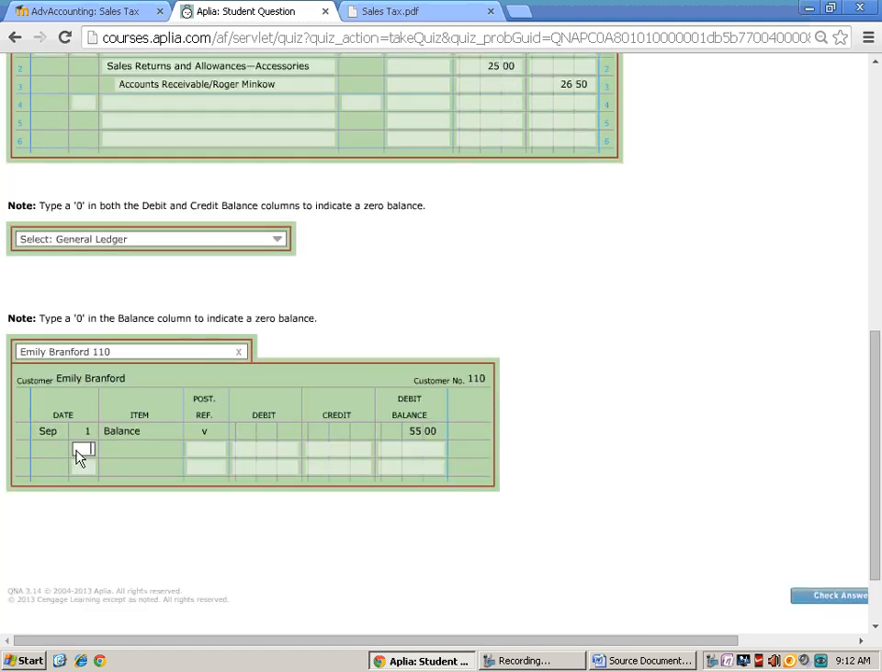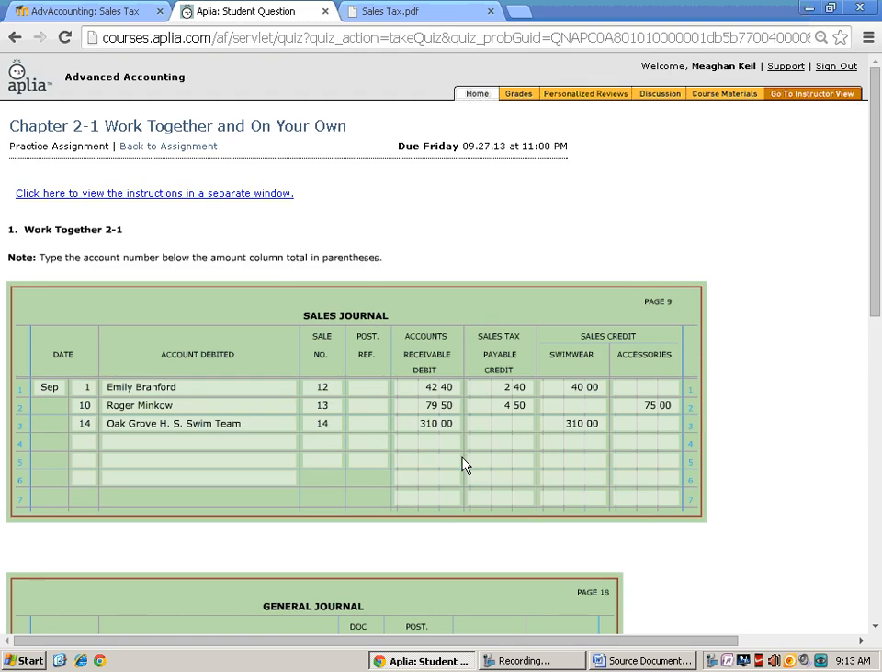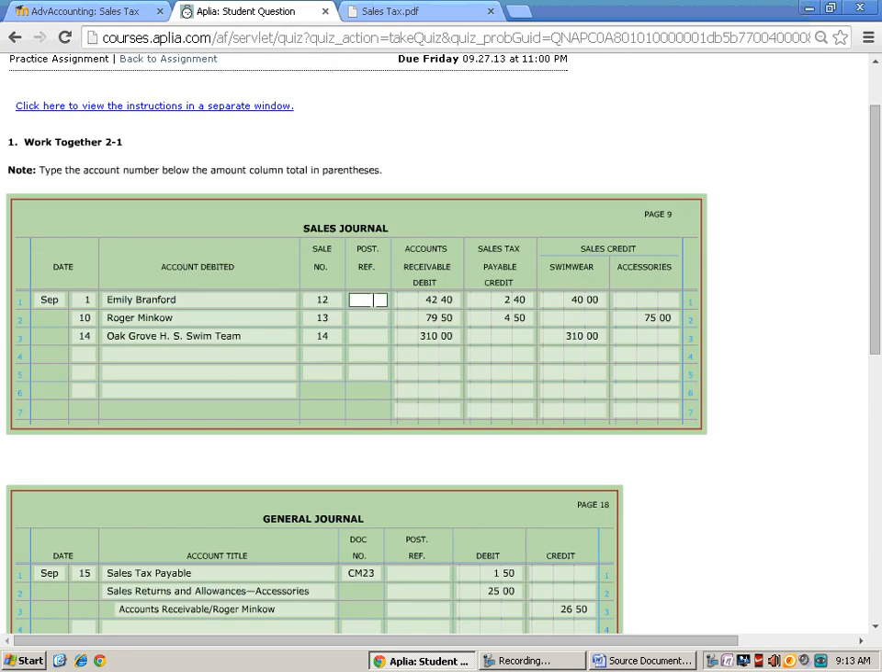So our date is the 1st. Our post reference is the journal, so it's going to be S9. And she owes us $42.40. Our balance is a debit. When they're the same, we add. Emily now owes us $97.40. We then put our customer number back up here in our post reference, 110.